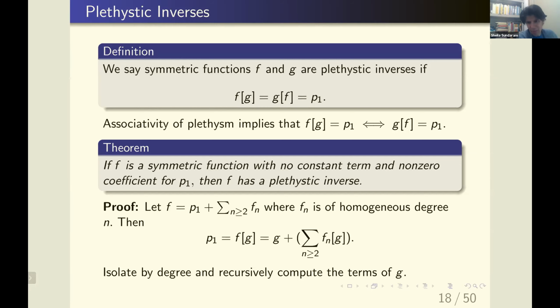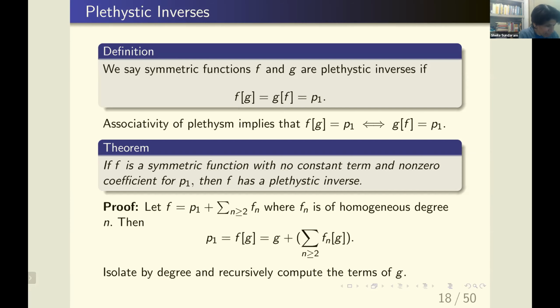So this is the business about if you have a left inverse, you have to have a right inverse, and they have to be the same, right? Okay, and then the important theorem here is if you have a symmetric function with no constant term, that's very important, and non-zero coefficient for P1, then F has a plethystic inverse.